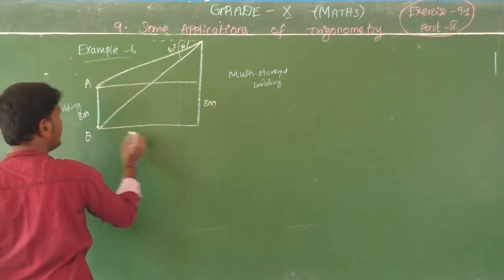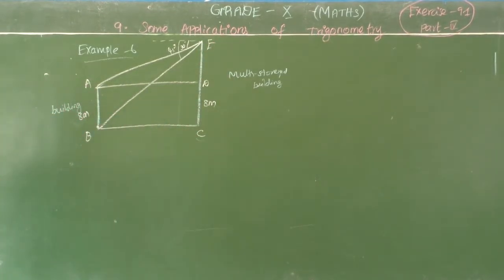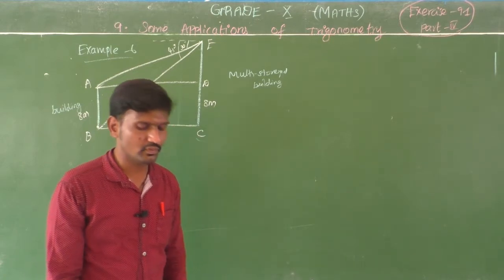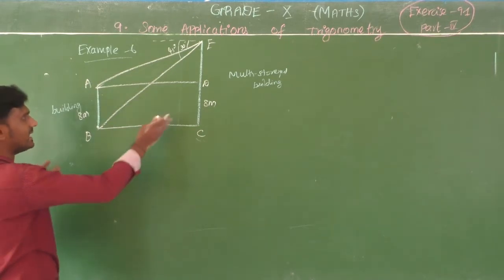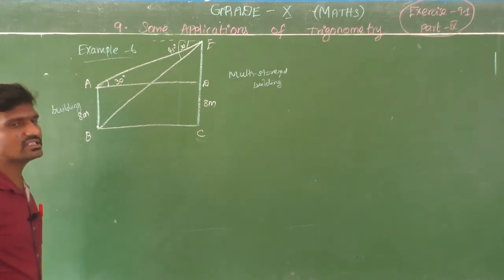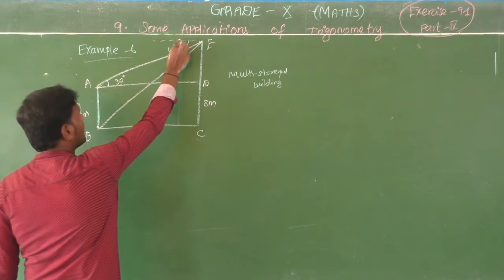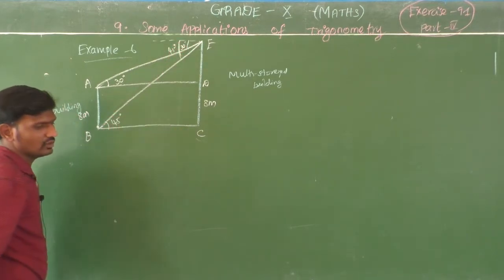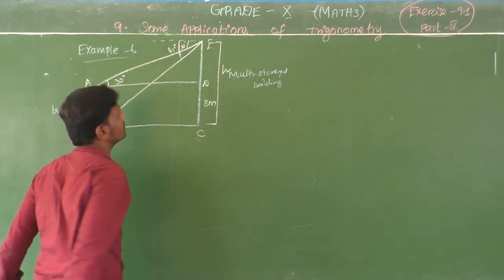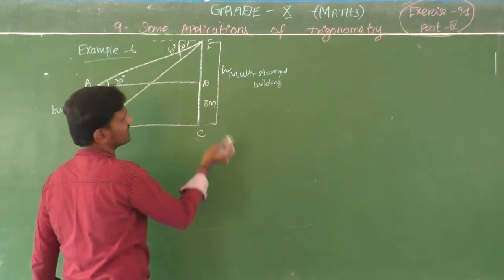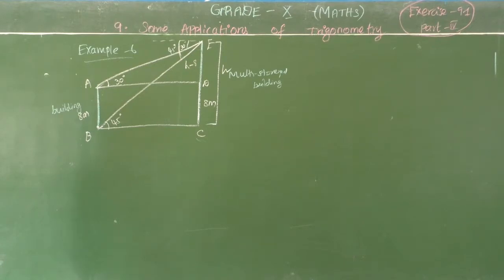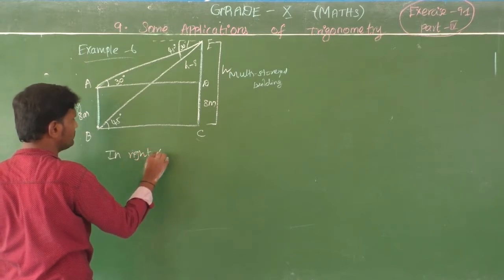Now give the names A, B, C, D, E. In the book it is given in a different pattern, so don't take it like that. This is the easiest pattern for you. This is 8 meters and that also 8 meters. I already told you the angle E is 30 degrees, so the angle A also comes 30 degrees because of alternate angles. Now the next angle at E is 45 degrees, so this angle also comes 45 degrees. The total height of the multi-storied building is H. This is 8 meters, DC. Then what will ED be? H minus 8. Got it, children? Now in right triangle EAD.